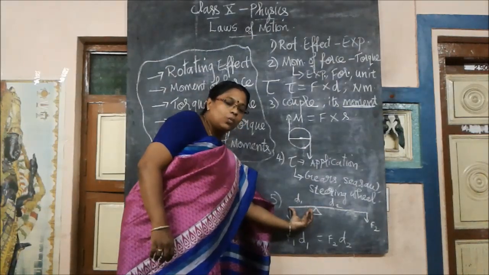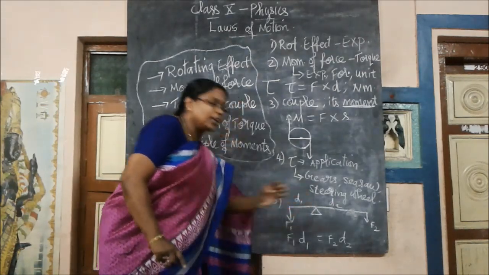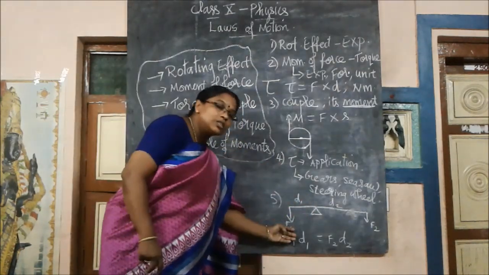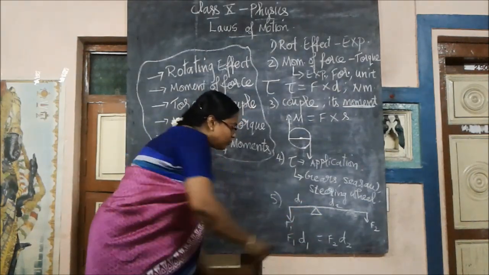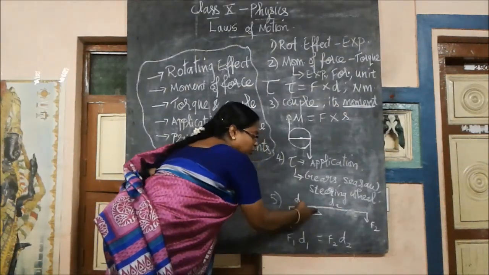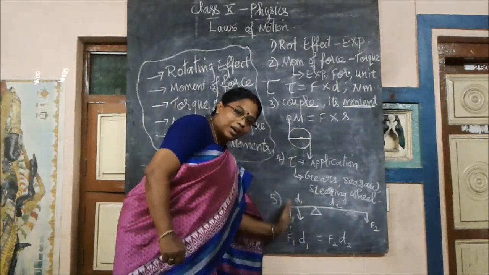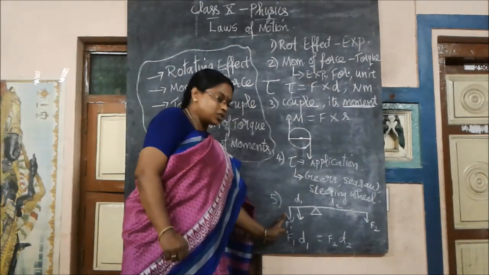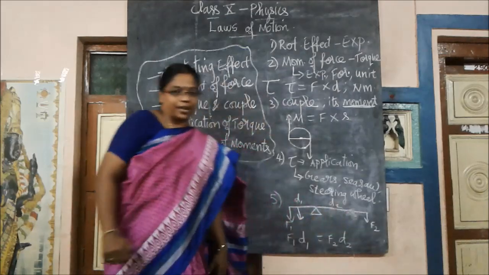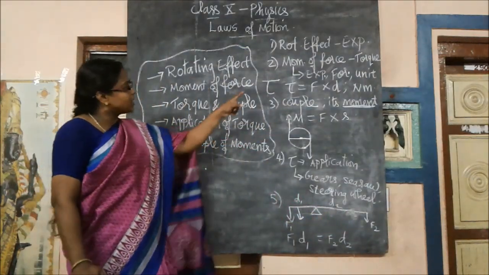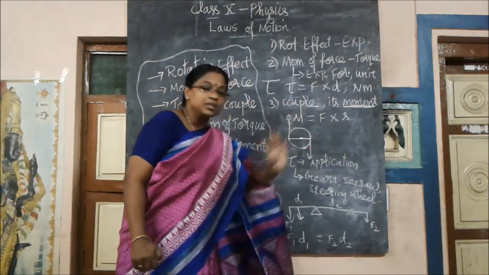The sum of clockwise moments. Why the word sum? I had taken only one force here. If there are so many forces acting over here, it will create so many moments here. Force into distance, another force if it is acting over here means this force into this distance. So all the moments acting in one direction, that is anti-clockwise direction, will be equal to the sum of moments produced in the clockwise direction. What is moment? I already explained to you. Moment is equal to force into distance.